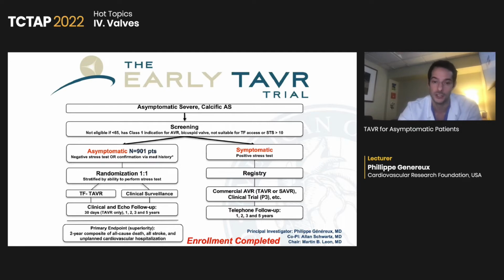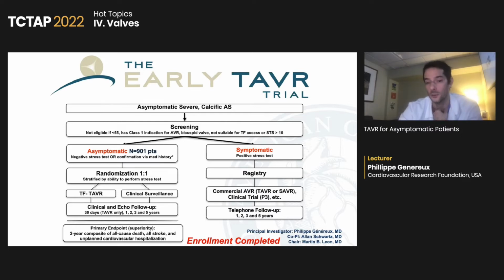We're going to follow those patients with severe AS, no symptoms, normal EF, with negative stress tests for more than 10 years. And the primary endpoint is at 2 years, a composite of death, stroke, and unplanned cardiovascular hospitalization. So those data will be available probably in 2024, as we just finished enrolling the last patient a couple of months ago.